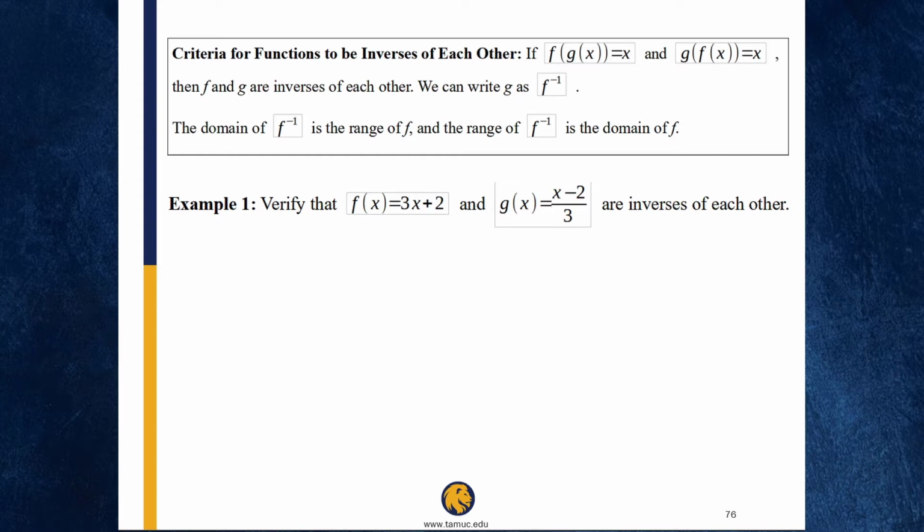We can also write g in this notation as a result, with f, which looks like a little exponent of -1 up above it. That's meant to stand for f inverse, so the inverse function for f. The domain of f inverse is the range of f, and the range of f inverse is the domain of f. I'm going to use this to verify these two functions, f and g, are inverses of each other.